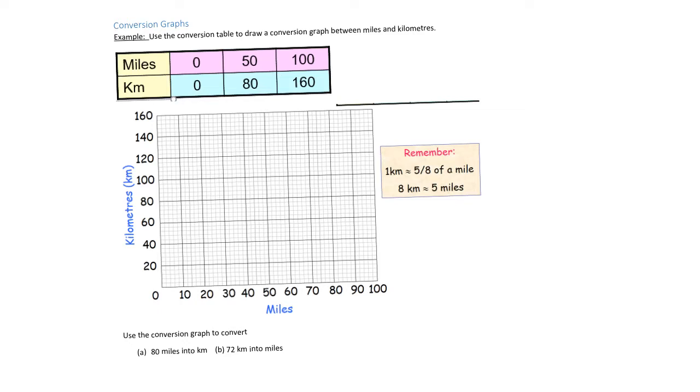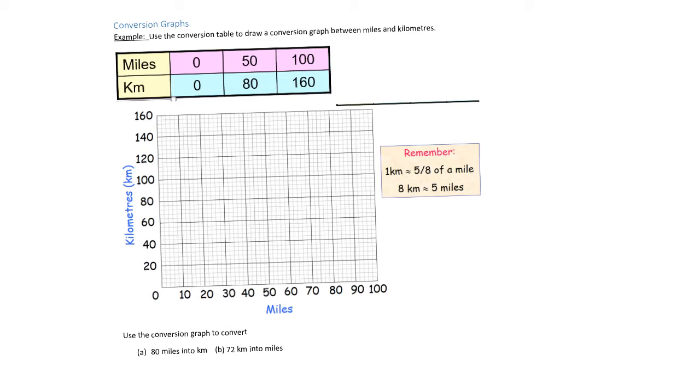So there are lots of different values that we can gather, and then we can draw a graph and use that, rather than using the conversion to figure out how many miles are so many kilometres, or vice versa. So here we know that 8 kilometres is 5 miles. That means that 80 kilometres is going to be 50 miles. And we also know that 100 miles is going to be 160 kilometres.